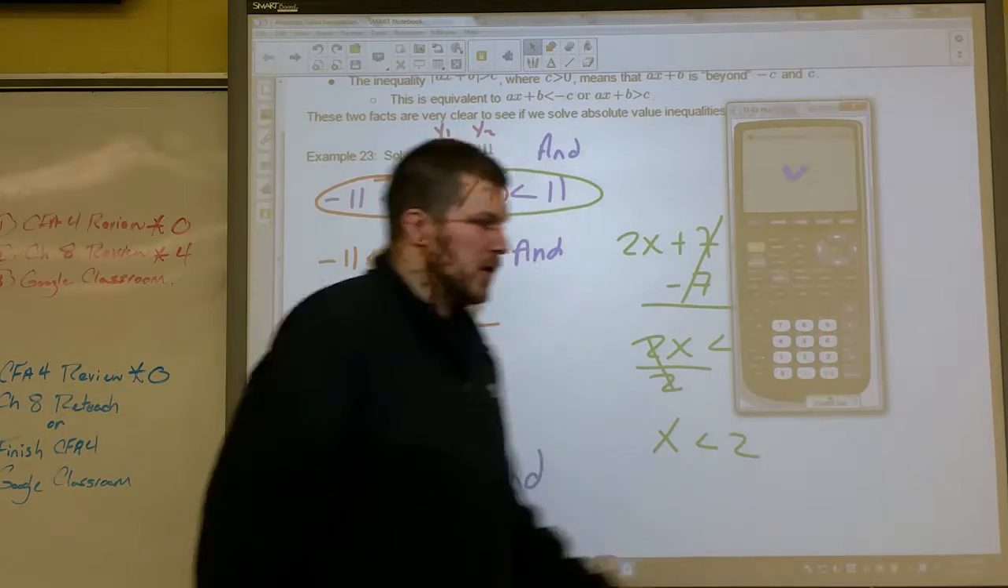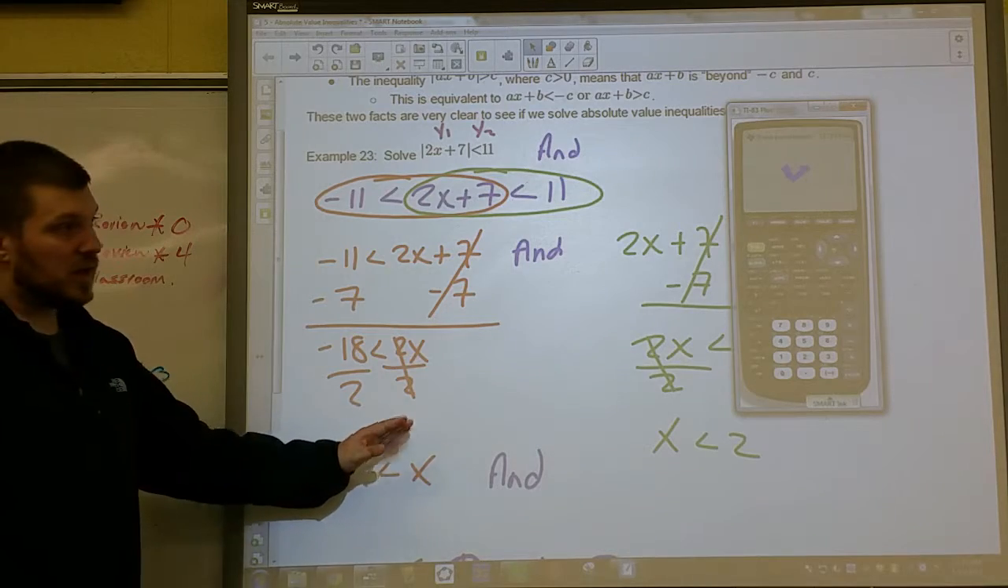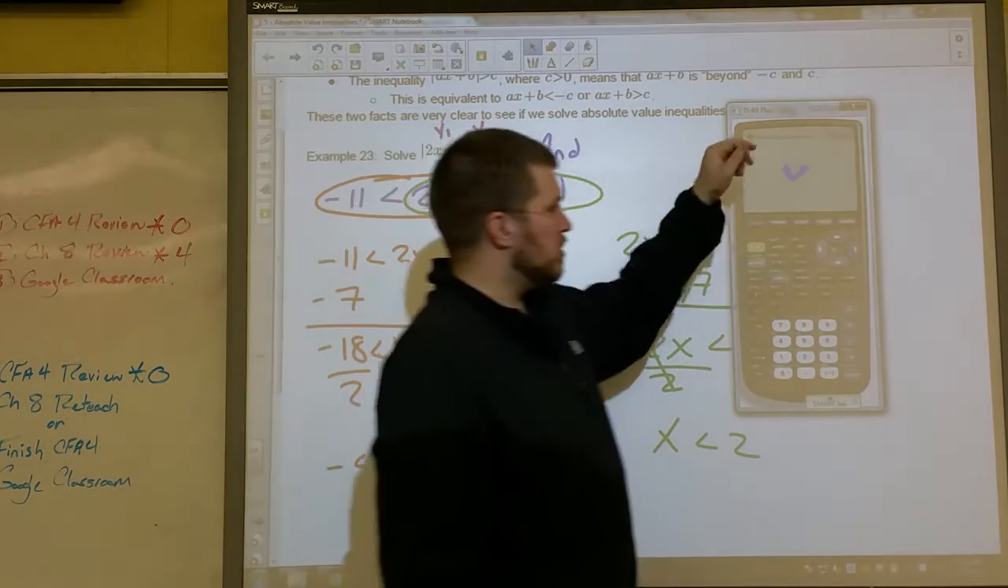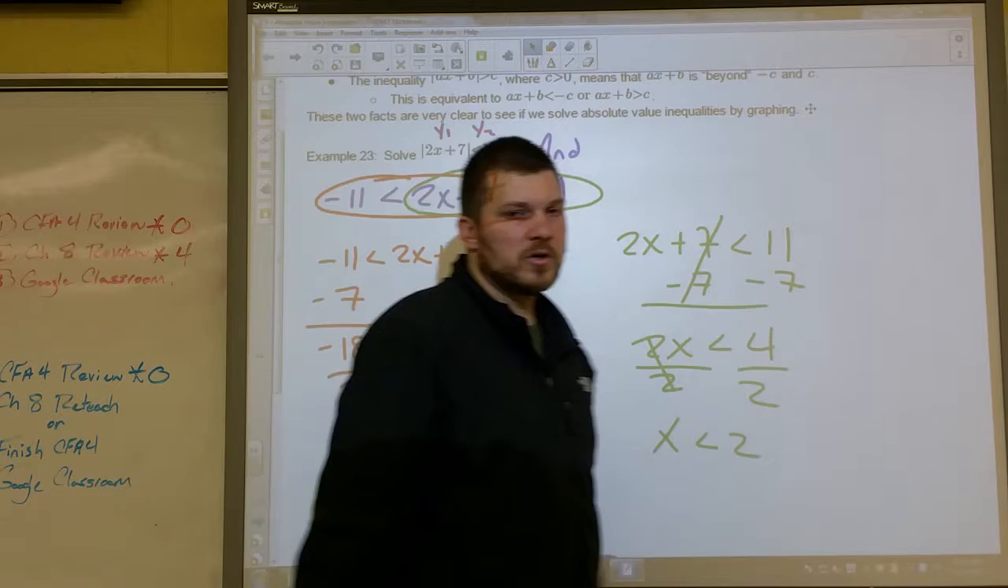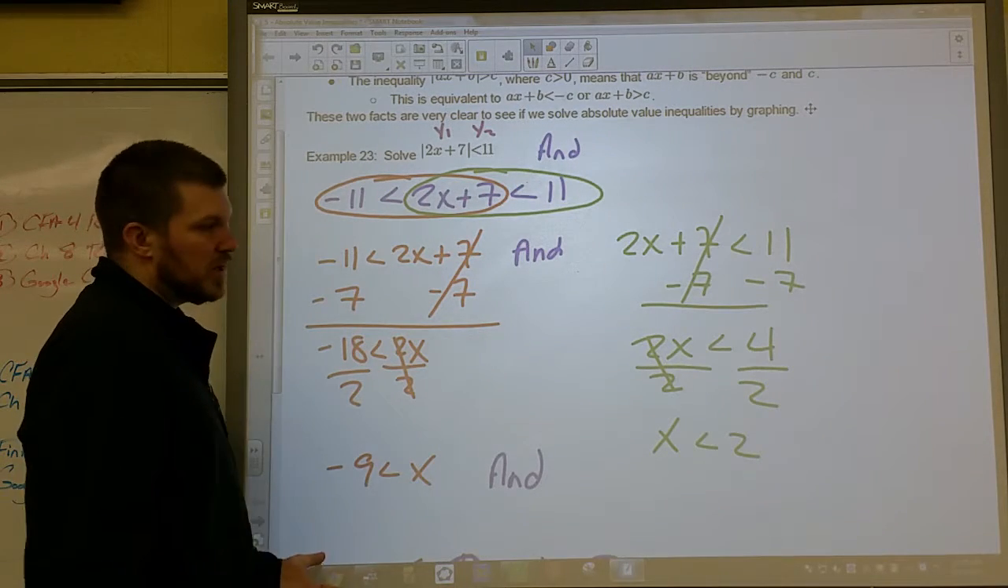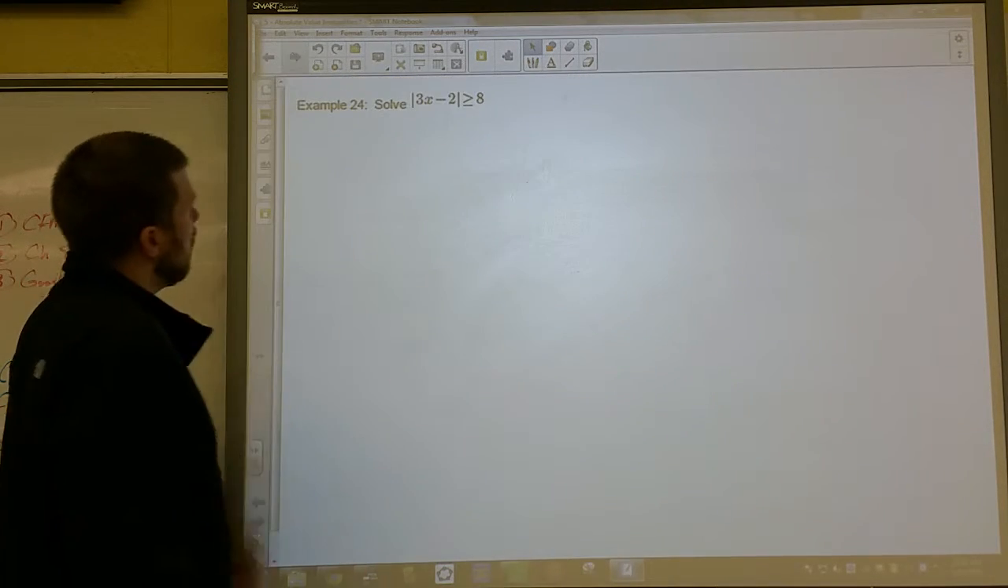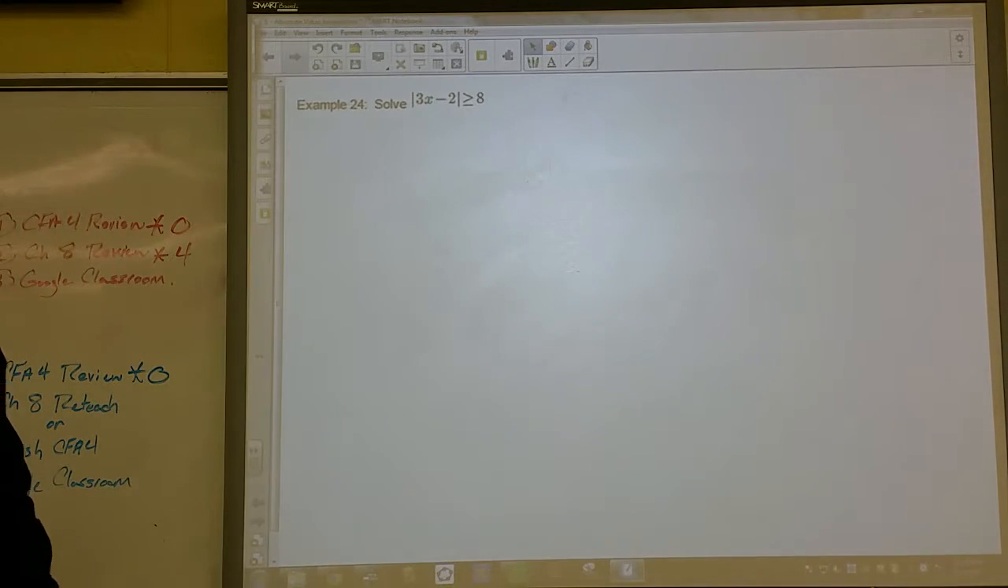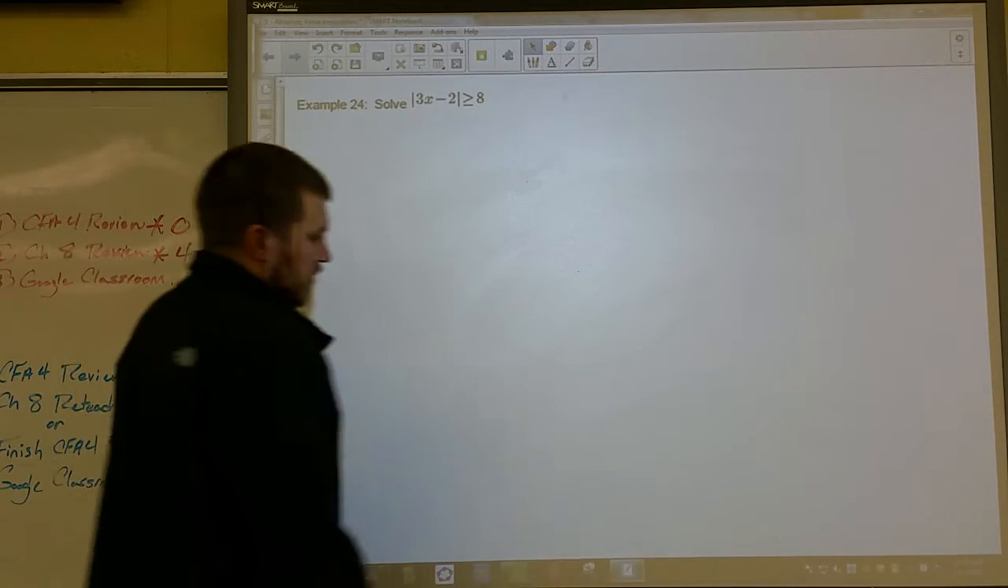Now, if that's a little too complicated for you, then please do it by hand. But if the graph makes sense to you, then please do it by graphing. Whatever works better for you, I don't really care, as long as you get the correct answer without cheating. Example 24, I want to solve. I want to do this one first by graphing.